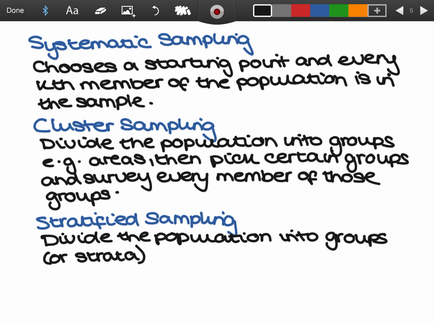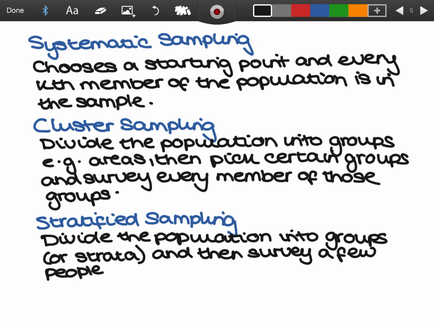It's way more expensive to do, but this thing will always give you a representative sample because you are picking people from all areas, from all walks of life, or if you're doing objects, you're picking them from across the board, okay? So you divide the population into groups and then survey a few people from every single group. So you don't survey everyone from a certain amount of groups like we did in cluster sampling. This time you're going to survey a certain amount of people, but from every group.